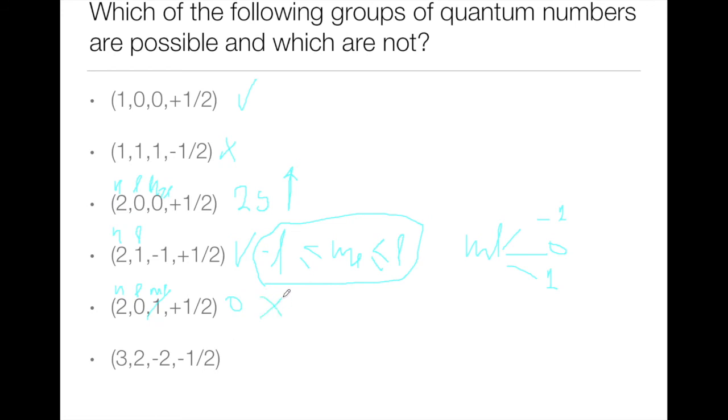And now let's look at the last one. n is 3, L is 2. L must be smaller than n, therefore 2 is possible. For L equals 2, ml can take values minus 2, minus 1, 0, 1, and plus 2. Therefore, minus 2 is an option, and minus 1 of course is an option. And this is an acceptable one.